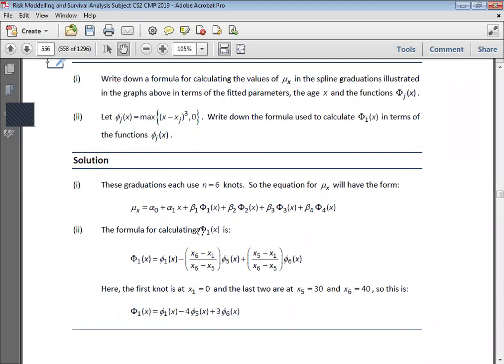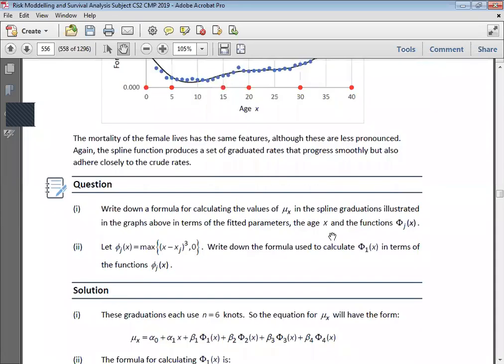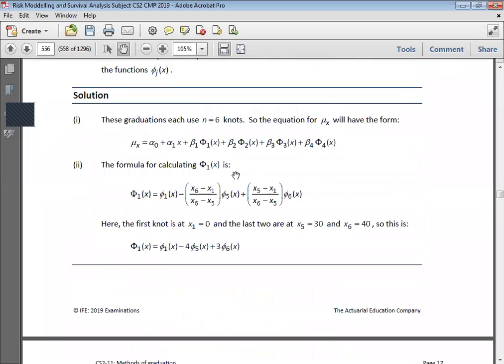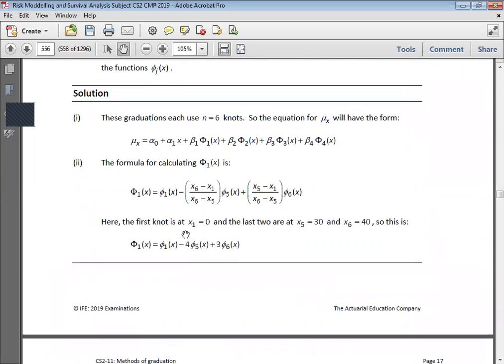And we will just use the formula that we have defined earlier to rewrite this particular function. We know the values of x1 and x5. So here I know my x1 is 0, x2 is 5, x3 is 15, and so on. You can use these numbers to substitute in these values for x5, x1 and x6, and you can get this particular equation, which is for phi 1 in terms of these small phi's. And this is all you can do from the information that we have. So this was it about how we graduate our mortality rates using splines.